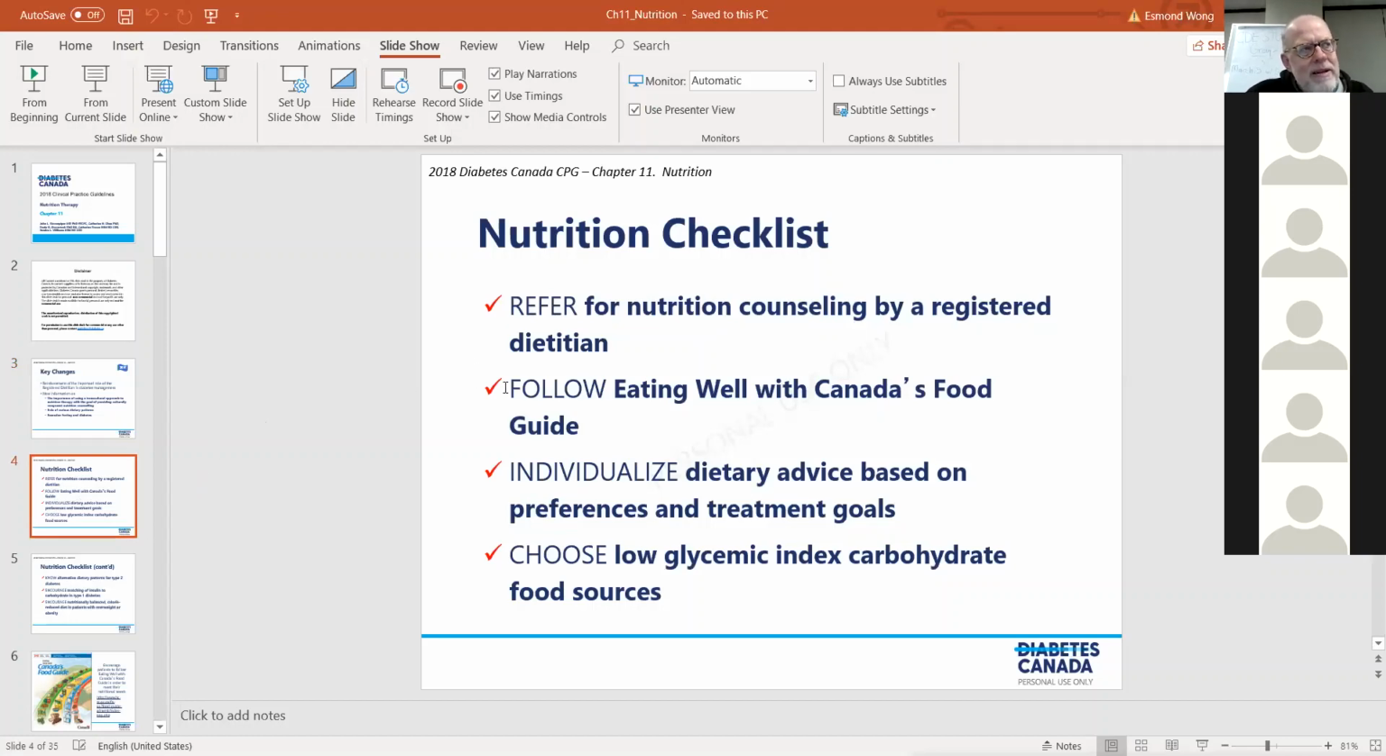So Diabetes Canada recommends that people with diabetes see a dietitian. Makes sense? Follow Canada's food guide, and like I said, Canada's new food guide, I'm very much in favor of. Low glycemic index foods are promoted, and do you know what low glycemic index foods are? Let me just review that a little bit. Well, I have a basic idea.